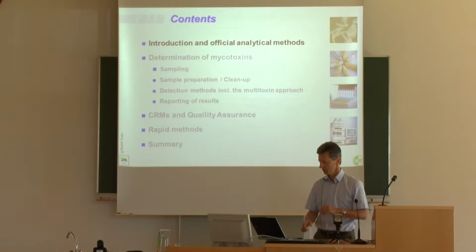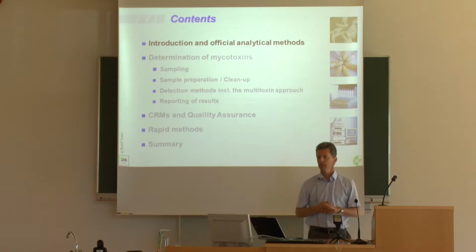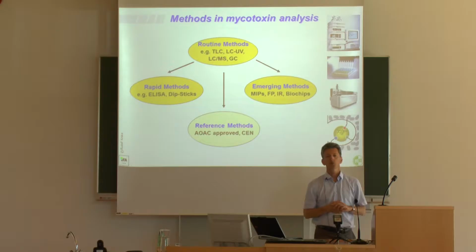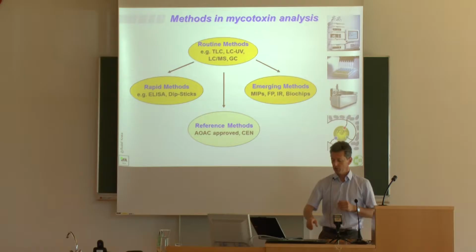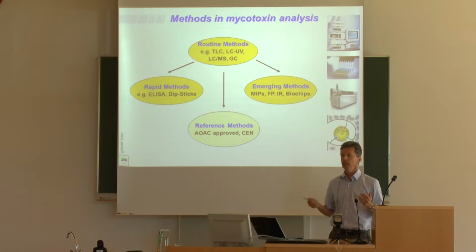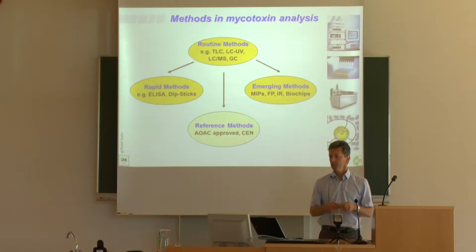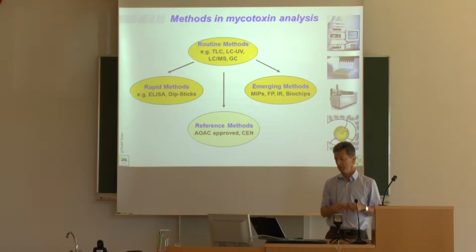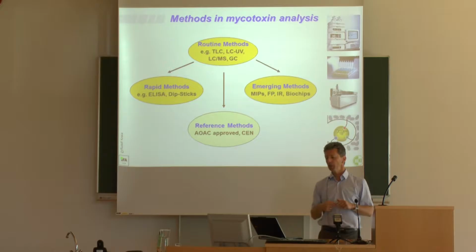So first, I would like to introduce you to the state of the art in mycotoxin determination by also addressing official analytical methods. When we have a look at those methods which have been established so far, we have in the first instance to mention the so-called routine methods, which cover TLC, thin layer chromatography, LC-UV, liquid chromatography coupled to UV spectrophotometry, then LC-mass spectrometry, also GC, gas chromatography. And out of these routine methods, as the fundamental basis, so-called reference methods have been developed and have been approved by AOAC or CEN, which we'll be dwelling on later.